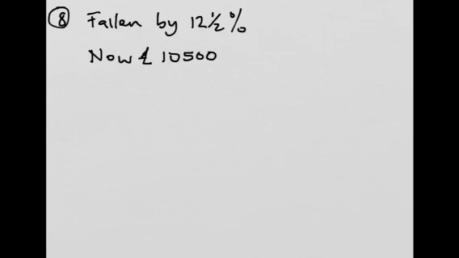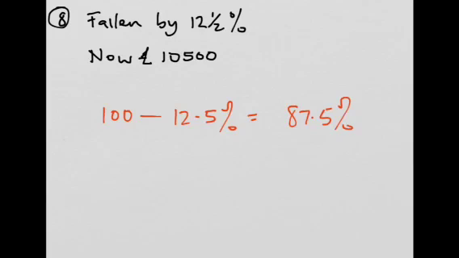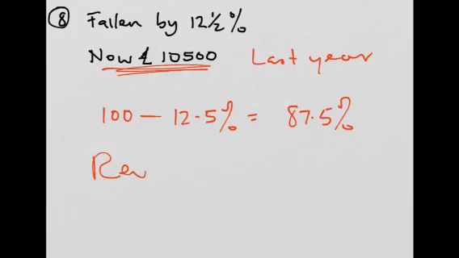Question 8, a percentage question. Bought a car, it's fallen by 12.5%, so we know how we're going to do that. We're going to start with 100, take away 12.5%, that's going to leave us with 87.5%. We know how much it is now. We're asked how much it was last year, so that means we're going backwards, so it's a reverse percentage. A reverse percentage, we know it's a divide, so the value divided by the percentage that we had earlier. And remember, you're allowed a calculator for this one.